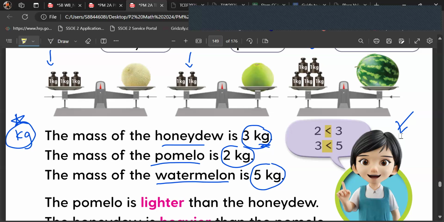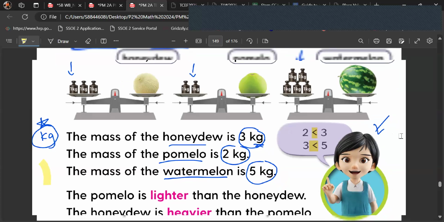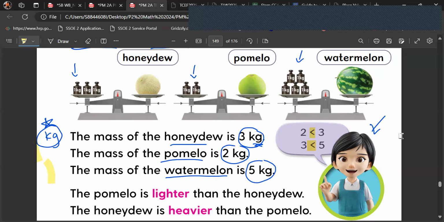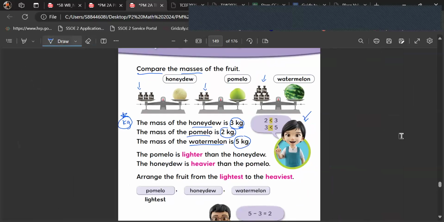So 3 is compared to the number 2 and 5 is compared to the number 3. Because of that, you can say that the pomelo is lighter than the honeydew and the honeydew is heavier than the pomelo based on the mass that is measured using the weights. Okay? So you do not have to put the fruits on the seesaw to compare them. You can measure their mass first using standard weights, then after that compare them.